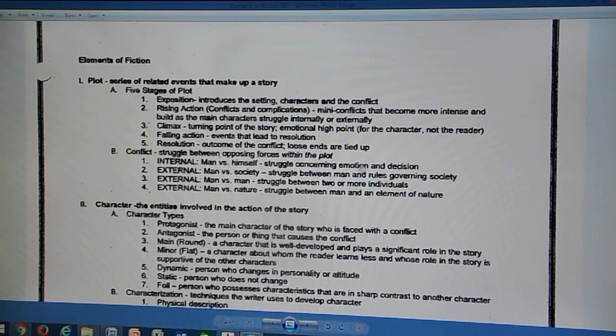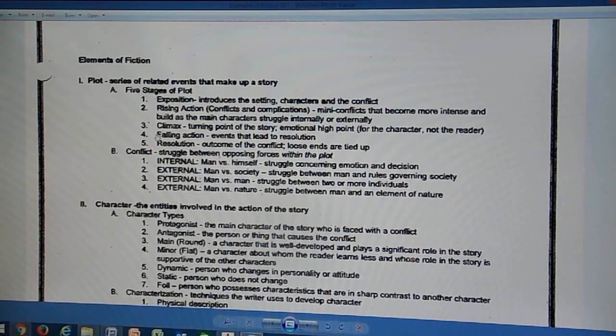Remember, a story can have more than one, so there might be some mini conflicts. But there's usually one very big conflict that the main character has to struggle with, and it's either an internal or an external struggle. And we've talked about those before too, and I'm going to hit on those next. So then you come to the climax. This is where the story hits its emotional high point, and the character faces whatever that main conflict is, and it's known as the turning point of the story.